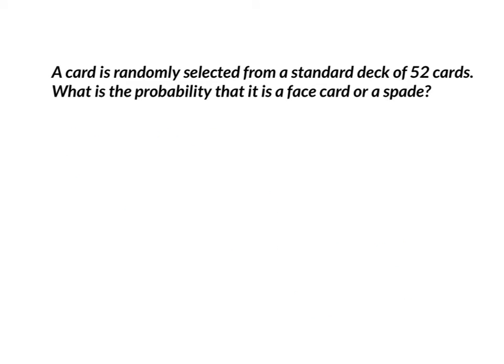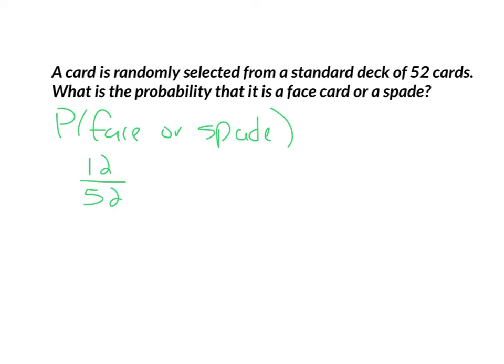All right, a card is randomly selected from a deck of 52 cards. What is the probability that it is a face card or a spade? So now I'm thinking, okay, the probability that it is a face card or a spade. They do have things in common. So let's take one at a time. Probability of a face card: remember, there are 12 face cards from the last slide, so 12 out of 52. One fourth of the deck is spades. That's 13 out of 52.